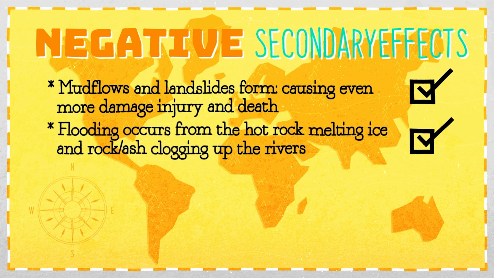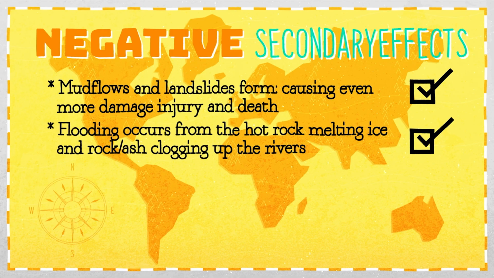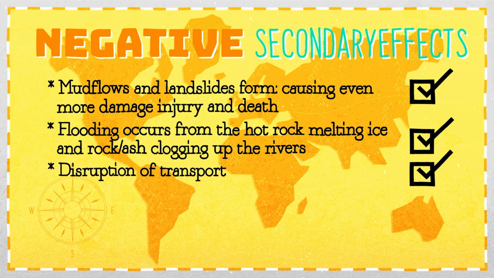Flooding is also a common secondary effect after a volcanic eruption. The hot rock which has now been formed can melt surrounding ice and snow on the volcano. Flooding can also be made worse by rock and ash clogging up the rivers and dams. Another common secondary effect is the disruption of transport. These networks can be blocked or even destroyed, so it makes it harder for emergency services to go and aid people. This disruption also affects trade, making it very difficult.